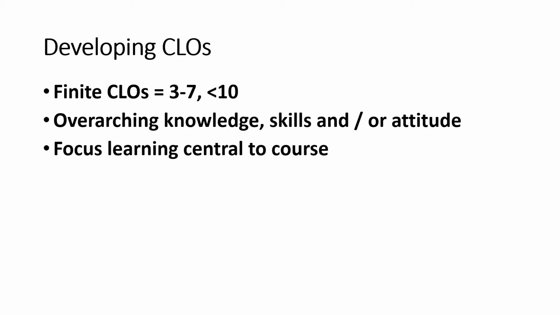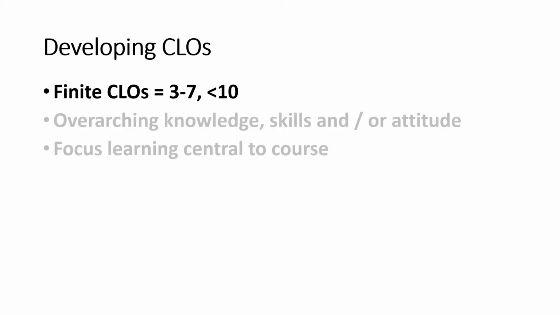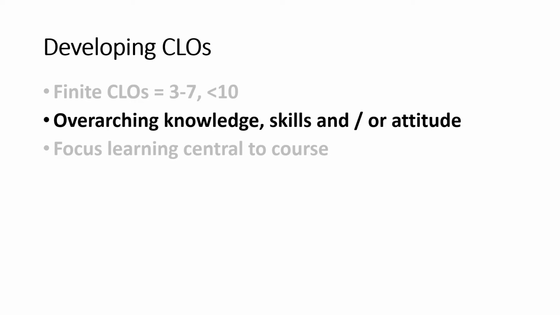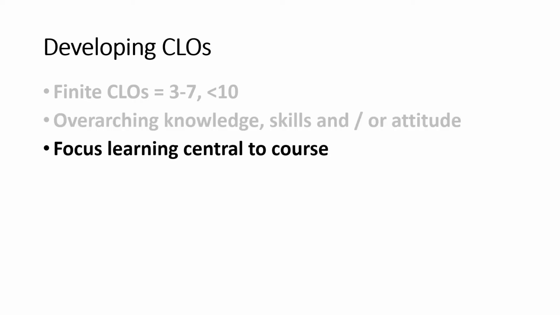How to develop the CLOs or the course learning outcomes. The CLO should be finite. It is limited to 3 to 5 and definitely not exceeding 10. More detail can be given as the lesson outcomes in relation to the various learning activities. Focus on overarching knowledge and or skills and or attitude to be achieved from the course rather than small or trivial details. Focus on knowledge, skills and attitude learning that are central to the course topic and or discipline.